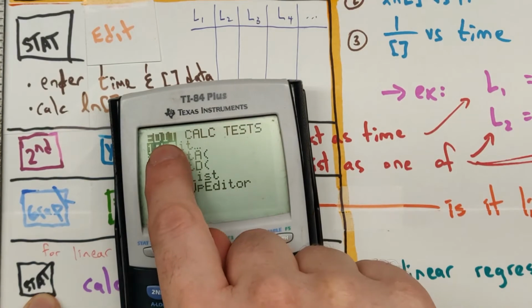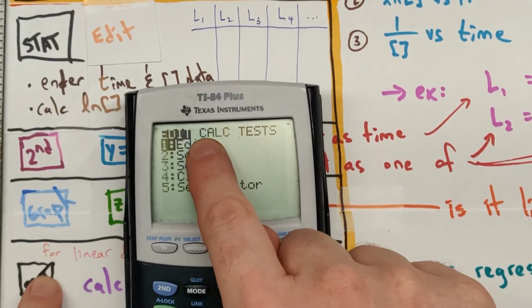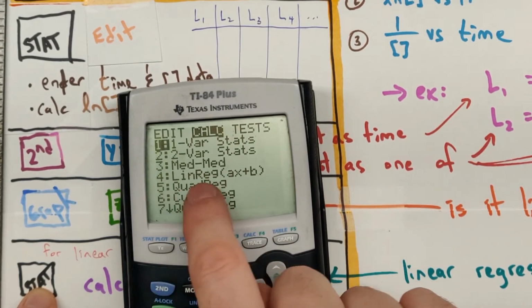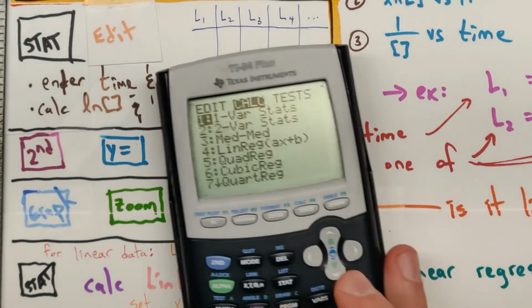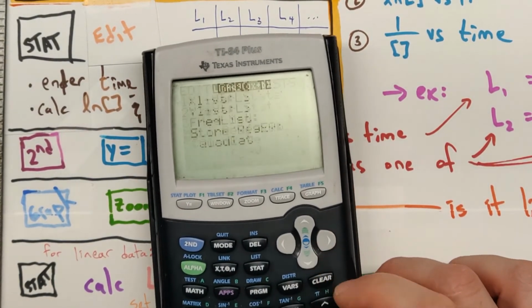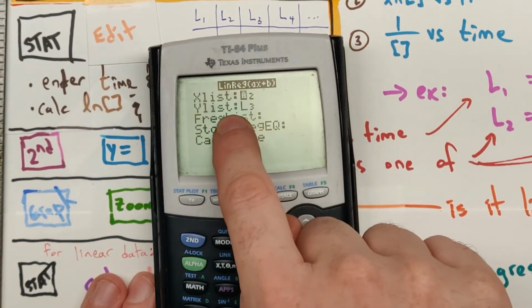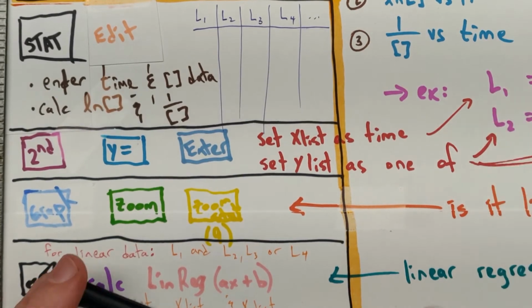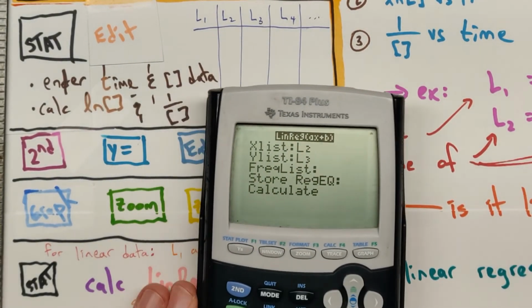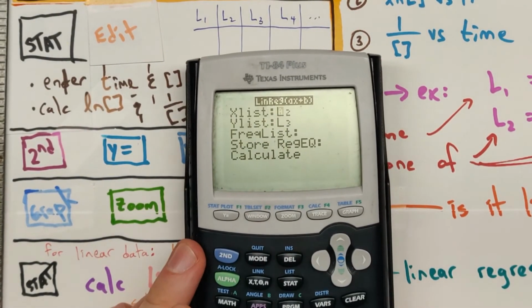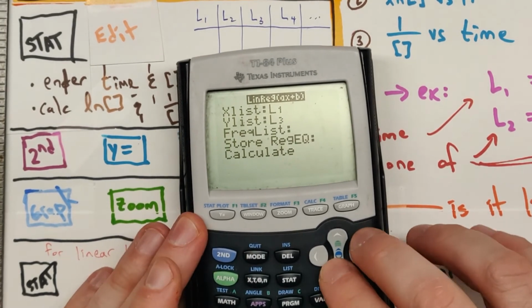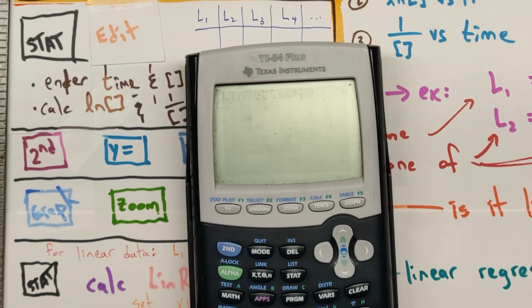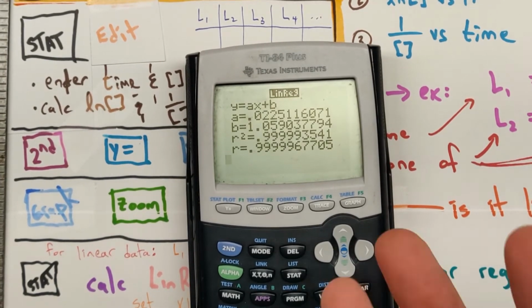All right, so we used edit before when we were up here. We're going to use calculate now. And I want linear regression. That's number 4 in this case, linear regression ax plus b. And when we go down there, it's going to ask us to set what is our x list and y list. And I want my x list to be time, which is not terribly on the screen, and then also L4, which is 1 over my concentration. So I'm going to go L1 and L4. You can just hit enter on the rest of these things, and it calculates some information for you.